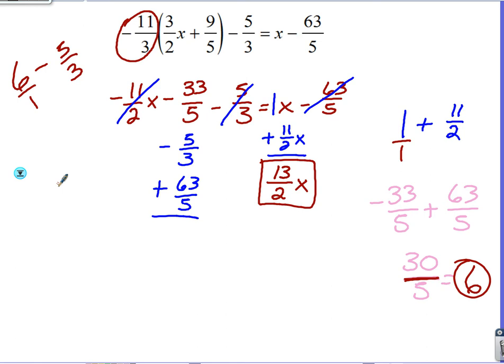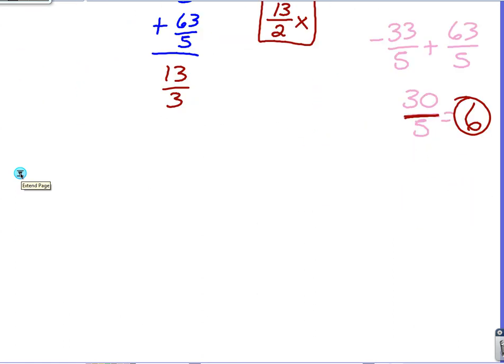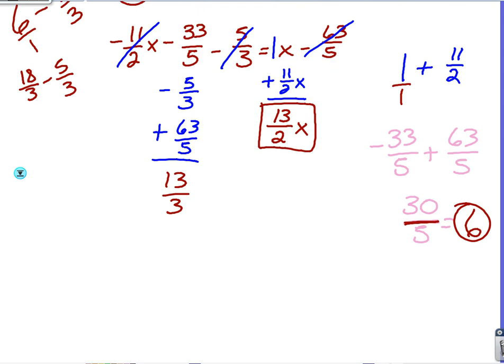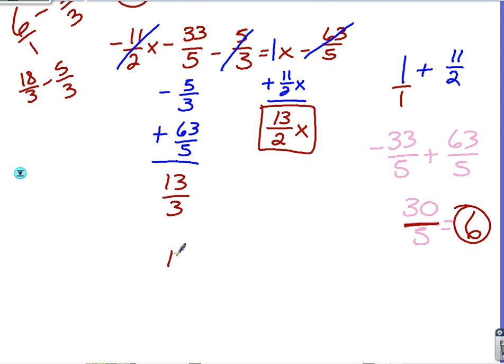6 over 1 minus 5 over 3. Common denominator would be 3. Multiply top and bottom by 3. And again, you can do it in your head if possible. Multiplying top and bottom by 3 gives you 18 over 3 minus 5 over 3, which is 13 over 3. So my problem now looks like this. I'll scroll back up, since some of you didn't look at it yet. I have 13 over 3 on the left side equals 13 halves x.